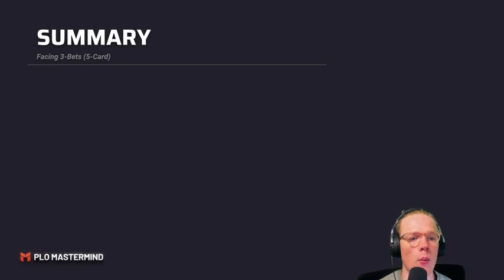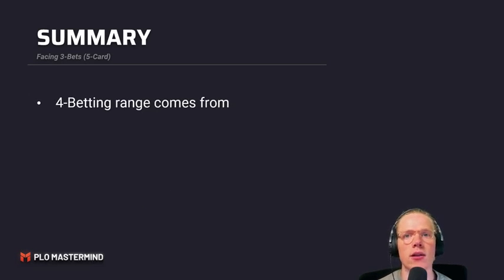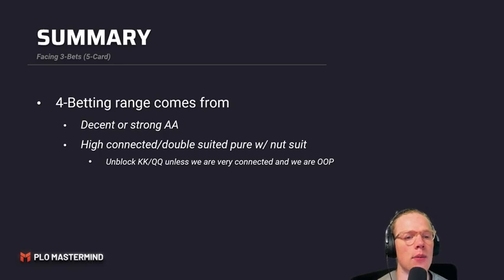In terms of where our 4-betting range comes from, we are mainly going to take our 4-bets from decent to strong Ace-Ace. Depending on what range we are facing or what range we have, we tend to open up how many aces we are 4-betting if we are against a looser range. But if we are against a tighter range, we have to consider that we need to start 4-betting mainly our stronger Ace-Ace combos. We're also 4-betting high connected double suited pure unpaired hands with the nut suit primarily, and we generally want to be unblocking King-King and Queen-Queen unless we are very, very connected. Or maybe we are facing someone who is 3-betting a ton.